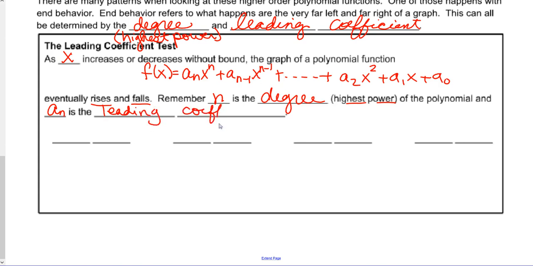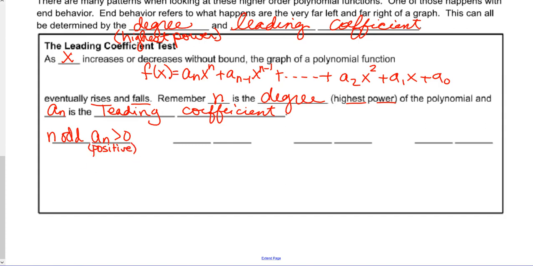So in order to use this test, we have to know the highest power, and we also have to know what is the leading coefficient, okay? Now, I'm going to have 4 scenarios here, and it's all going to depend on the degree being odd or even, and if our a sub n, our leading coefficient, is positive or negative. So we're going to start off when n is odd, and my leading coefficient is greater than 0. So my a sub n is positive, okay? You may want to write that down.